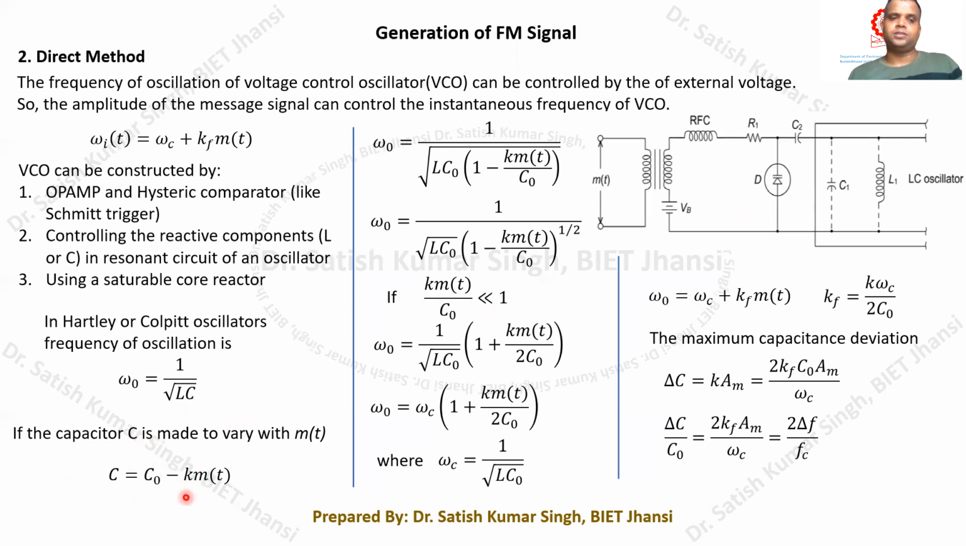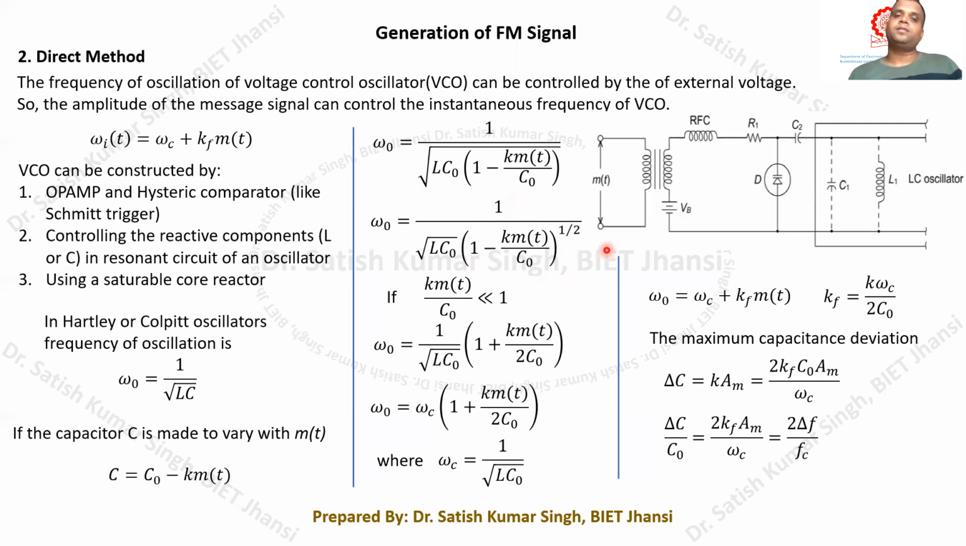There is one constant K. You can easily calculate what its unit should be. If capacitance is measured in farad, then K should be measured in farad per volt. Now, if you substitute for this C in the equation of omega naught, we get omega naught equals 1 upon root over L C naught times (1 minus K m(t) divided by C naught). So we can modify this expression: omega naught equals 1 over root over L C naught, times (1 minus K m(t) divided by C naught) to the power 1 by 2.